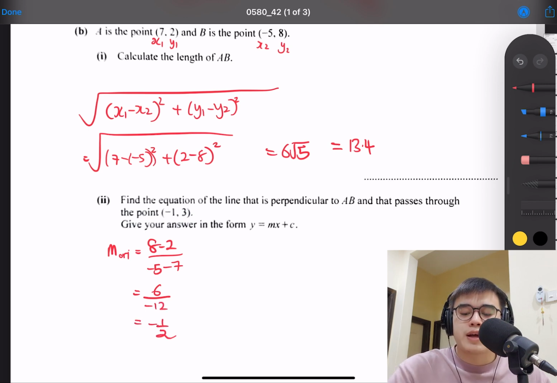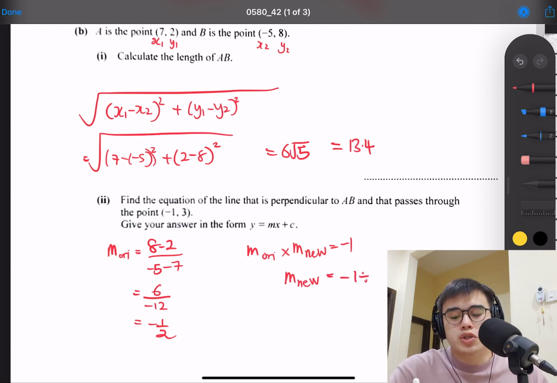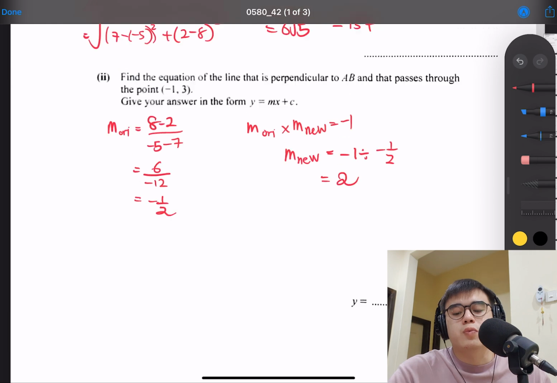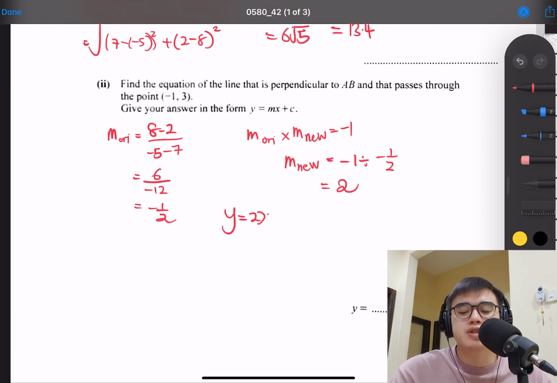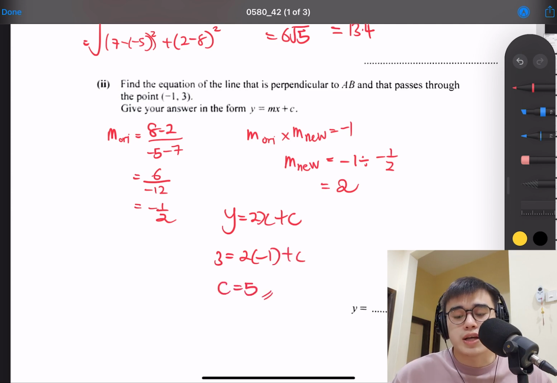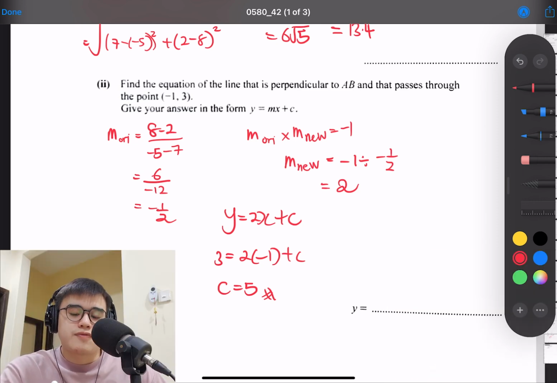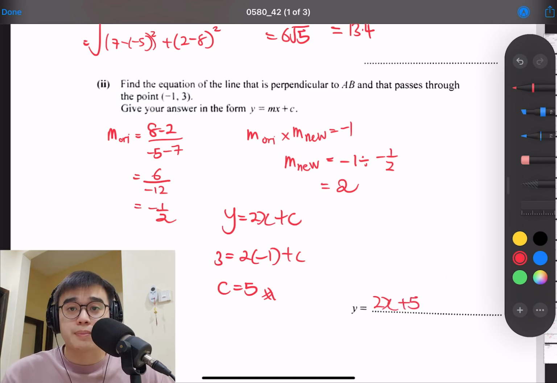Be reminded that m_old times m_new equals to -1. This is the fixed formula. This m_new is actually the perpendicular line's gradient. So -1 divided by -1 over 2, you should be getting your result as 2. So at the moment, your result should be y equals to 2x plus c. By substituting the point (-1, 3) into it, you should get your answer as c equals to 5. So that's how you get to your results. So y equals 2x plus 5 will be your final answer in part 2.